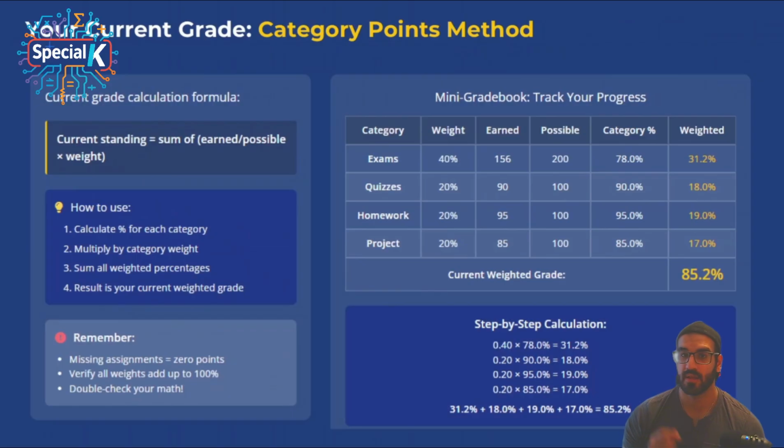Why are we trying to do that? Remember, the final mark should be in percentage, right? So if you just do this whole thing that I just told you, you do have 31.2% for your exams based on the numbers that you got, based on the weight. Do the same thing for all of them. If you add them up, you do have 85.2. As simple as that.